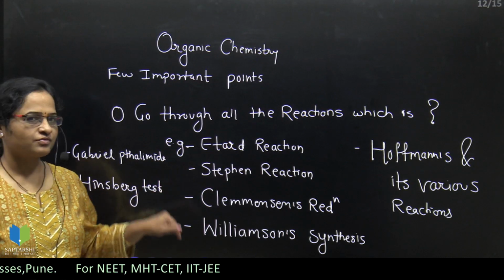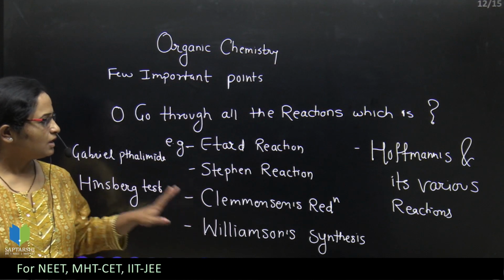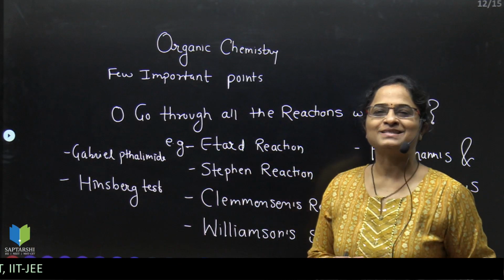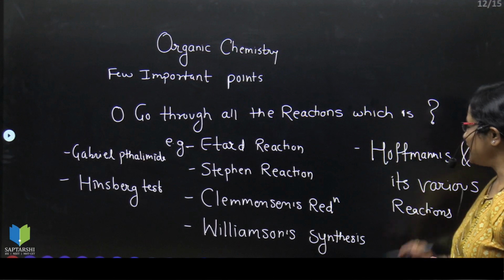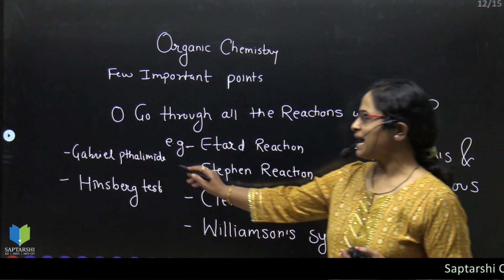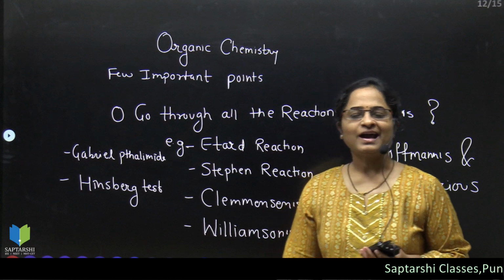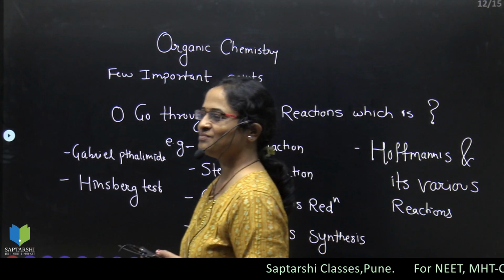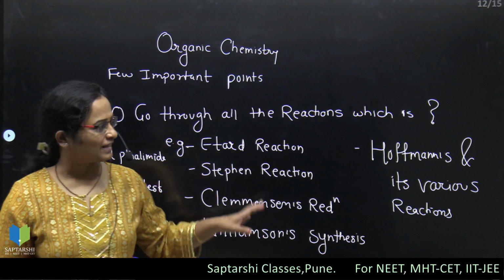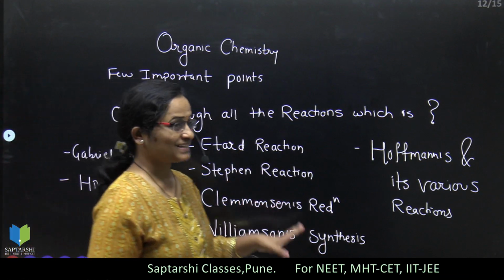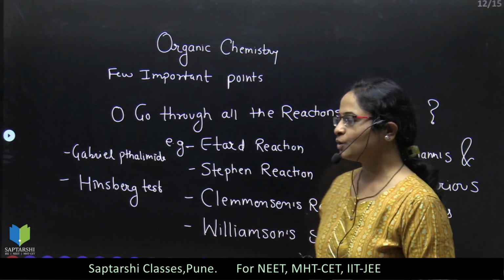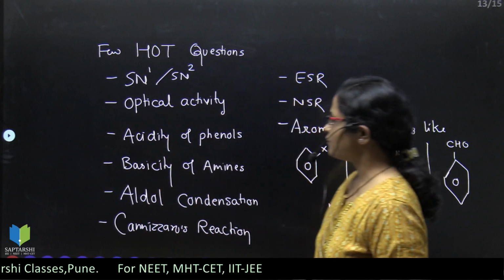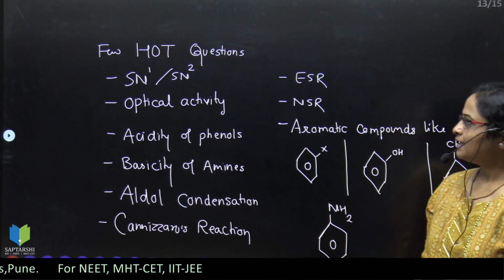Etard reaction, Stephen reaction, Clemmensen reduction, Williamson synthesis, Hoffmann, and whatever Hoffmann has done so far, that is a variety of reactions of Hoffmann, Gabriel phthalimide, and lastly the Hinsberg test. Similarly, whatever scientist name I have missed out, please go through that. This is not final, right? I am not saying only this much, but this is a good help, just go through that quickly. So this is the first input I'll give you.